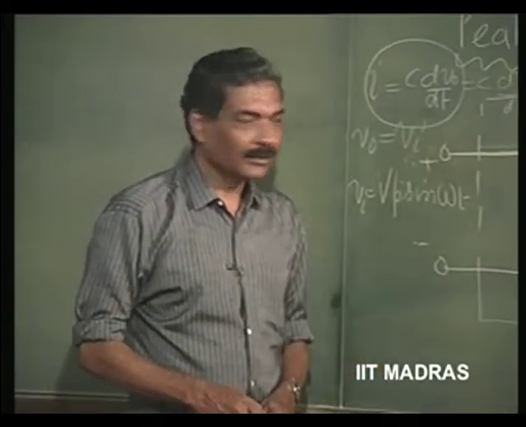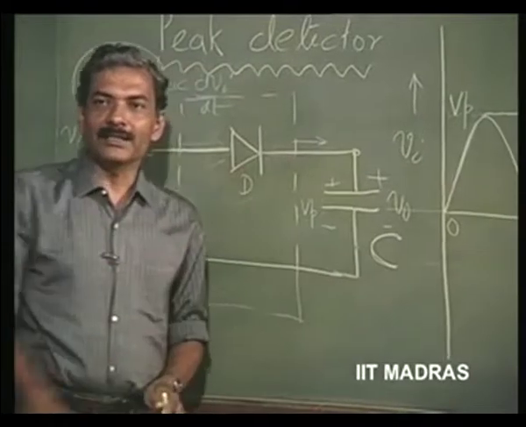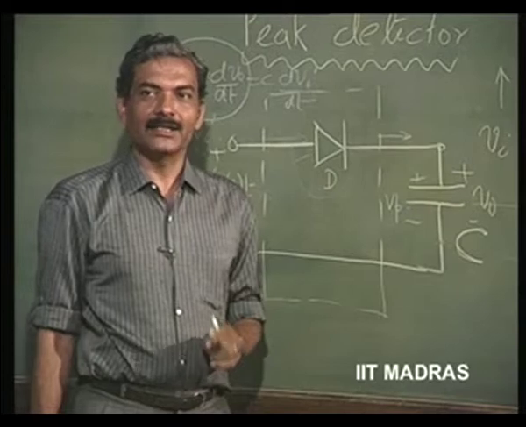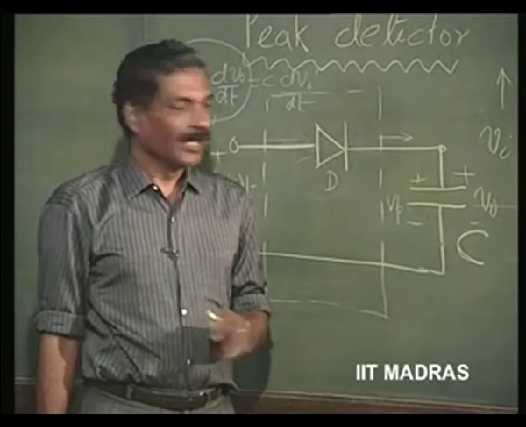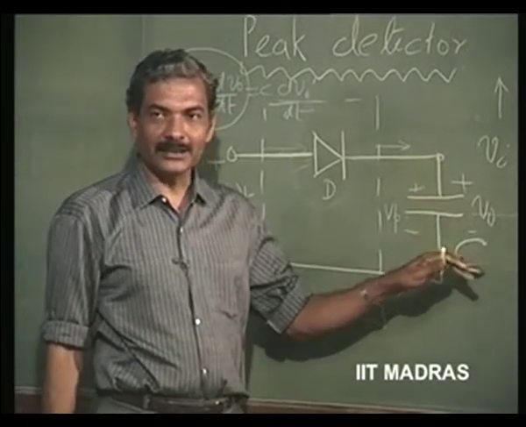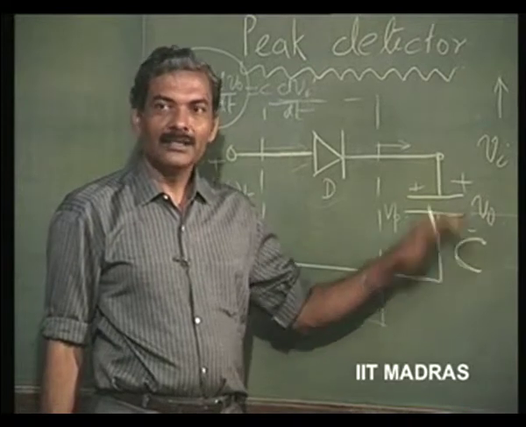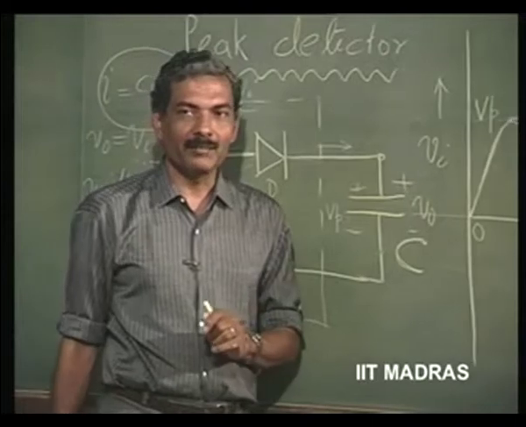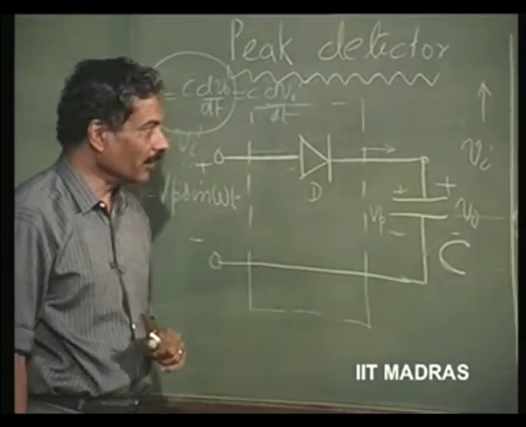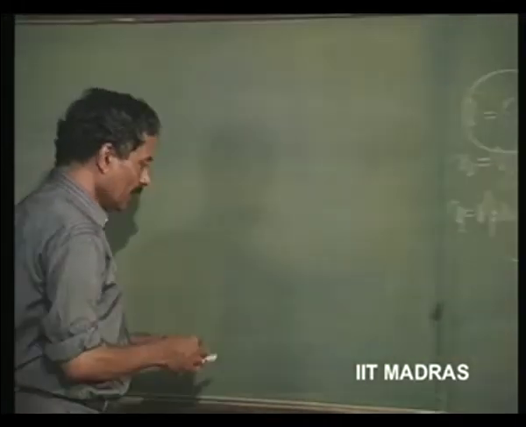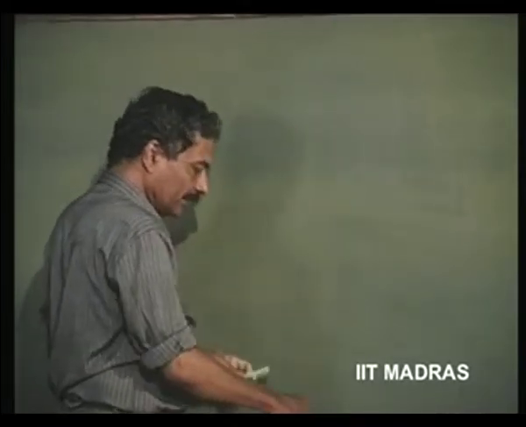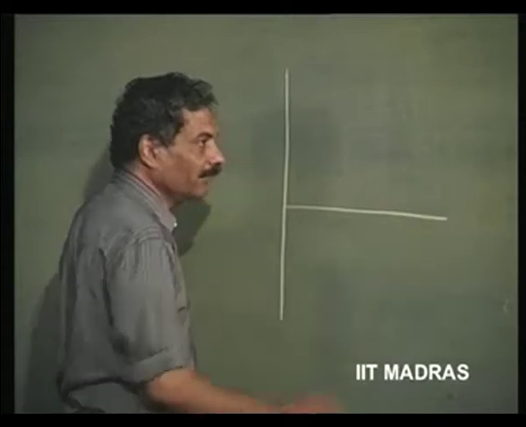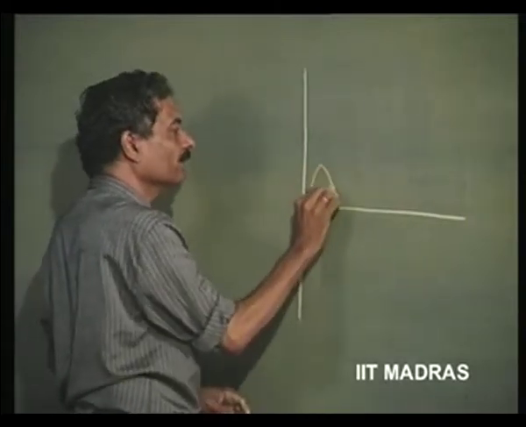until and unless I discharge it by connecting a load. So the thing is, the moment I connect a load, it is likely to discharge. As long as I do not connect a load here, it is going to remain charged at Vp. So this is what is called a peak detector. What happens therefore, if I, for example, apply a waveform which is not really a sine wave, let us assume that the waveform is quite arbitrary.